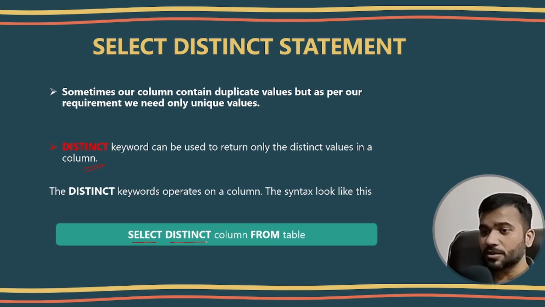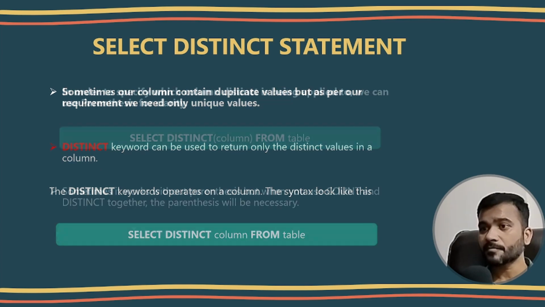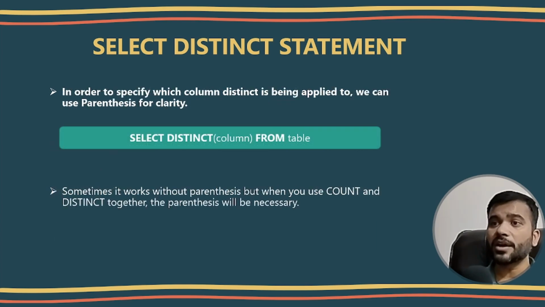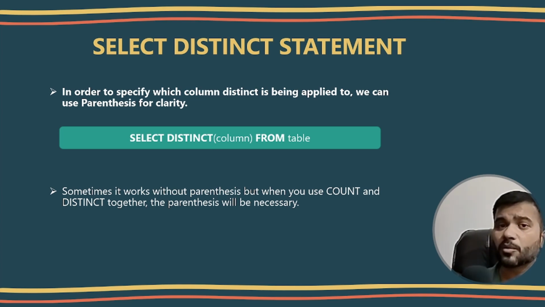Distinct basically will give you the unique records, whatever column you will mention here, right? Distinct, and then you will mention your column from table, right? That's how we are going to write a query for distinct. Let's see in detail how to do it. In order to specify which column distinct is being applied to, we can use parenthesis for clarity. Okay, this is not necessary. I mean, sometimes it will work without parenthesis also, but it will give you more clarity about which column you are going to apply the distinct functionality on.